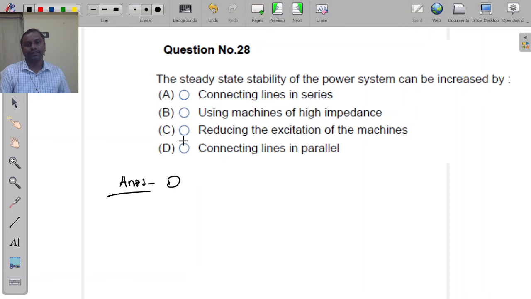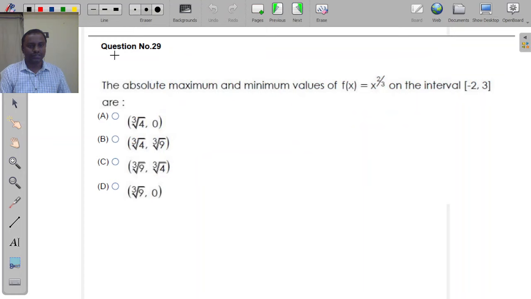So answer D. Moving into the next question: the absolute maxima and minimum value of f of x equal to x power 2 by 3 on the interval minus 2 comma 3 are. We need to calculate the absolute maxima and minima.